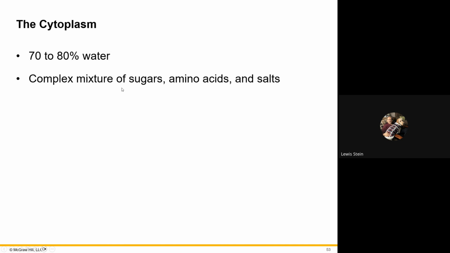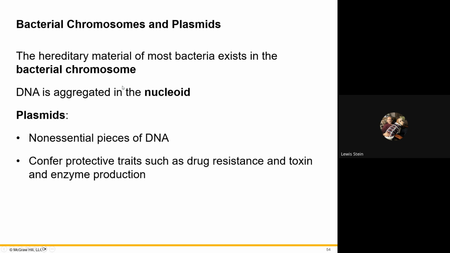Cytoplasm is water, sugars, amino acids, salts, a bunch of stuff. So there's not a lot to say about cytoplasm. This is interesting: the bacterial chromosome. We use the term nucleoid because it's an oid. It's not a nucleus. It's like a nucleus. It looks like a nucleus.